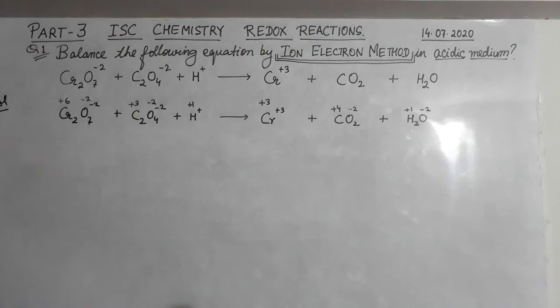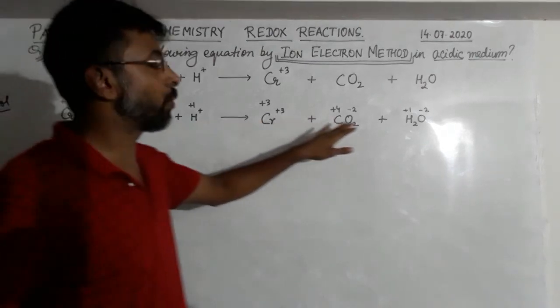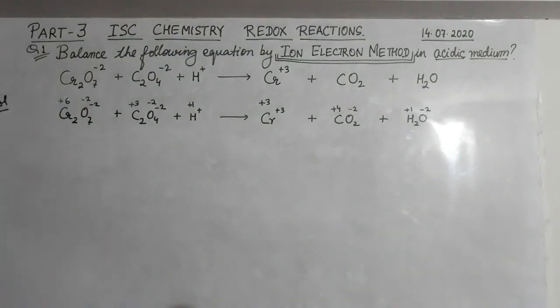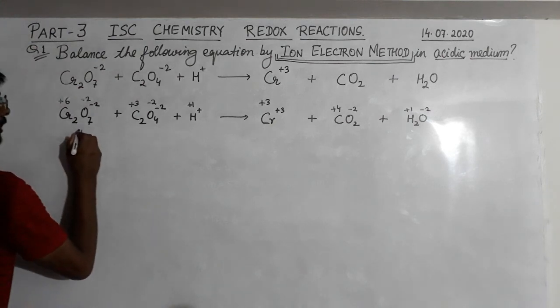After doing this step, the next step is we have to break this ionic equation into 2 halves: the oxidation half equation and the reduction half equation. So the half reaction corresponding to reduction is given.